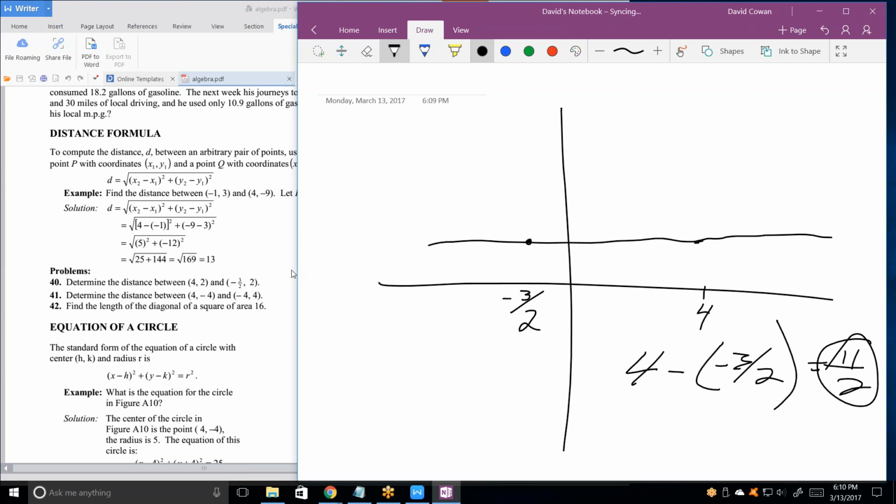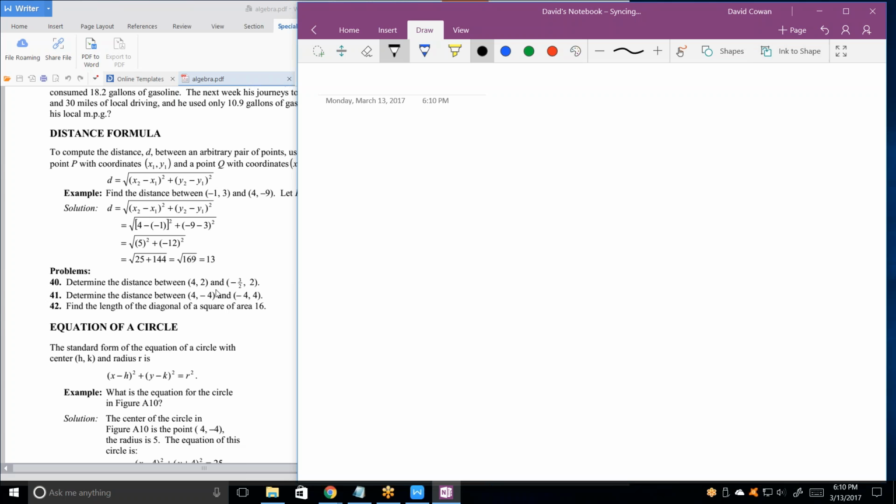But remember that on horizontal lines and vertical lines, you don't really need the distance formula. You just need the distance between the two x-coordinates. If it's a vertical line, you need the distance between the two y-coordinates. That's it. However, rarely will they give you something where these are the same. In other words, they're not going to make it that easy for you.